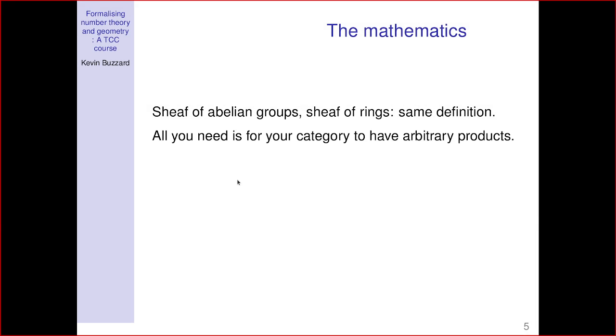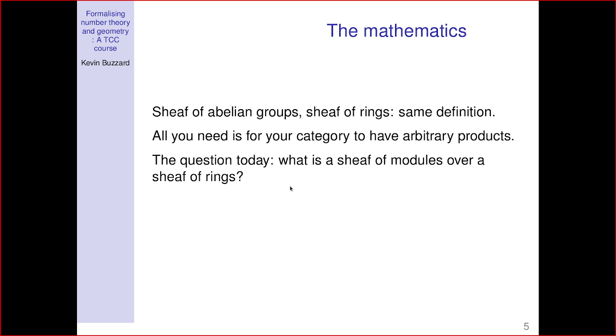And then at some point you have to take arbitrary products. So you have to be careful with sheaves of topological spaces. No, you don't. I mean, all you need is for the category to have arbitrary products. Then we can talk about sheaves.